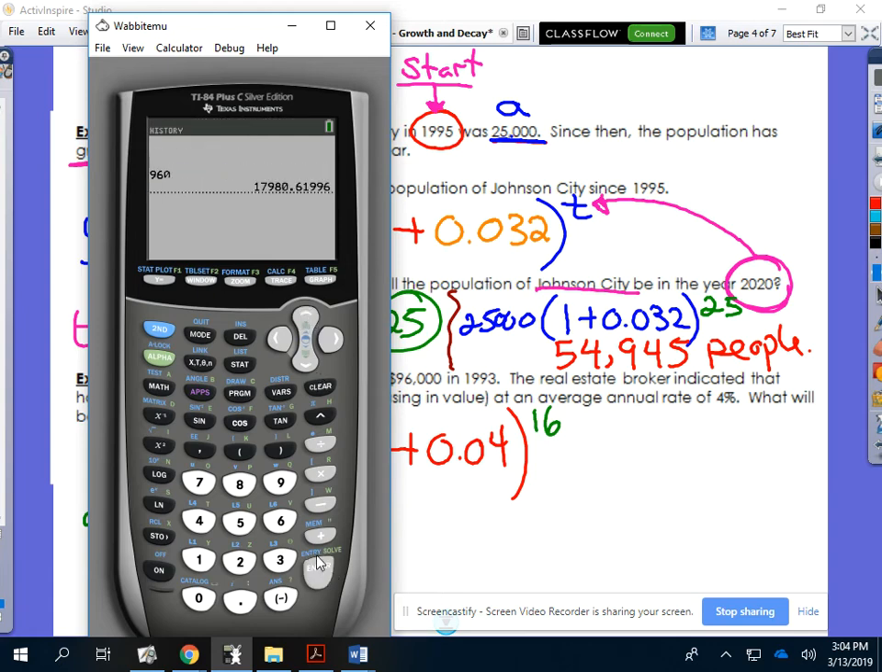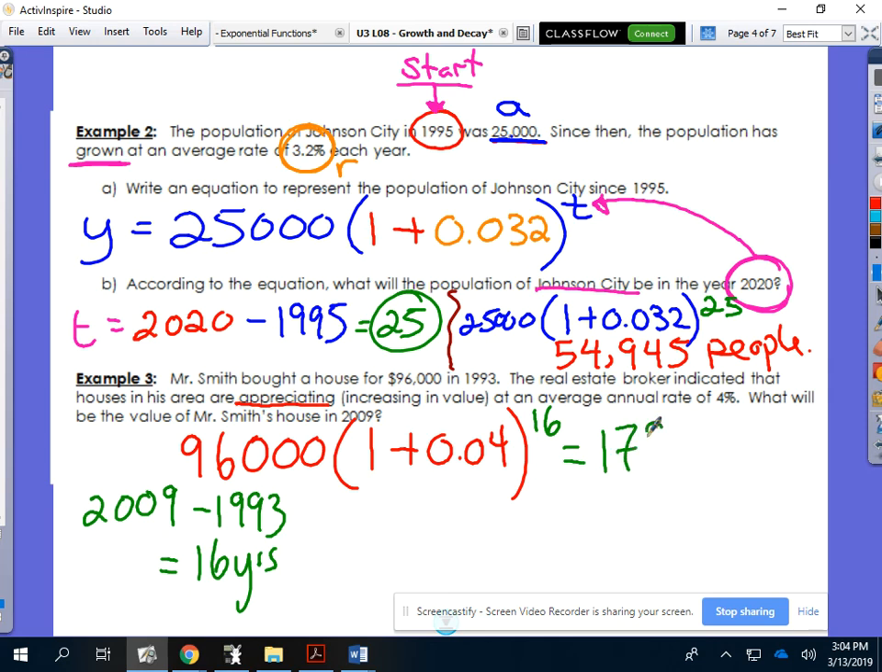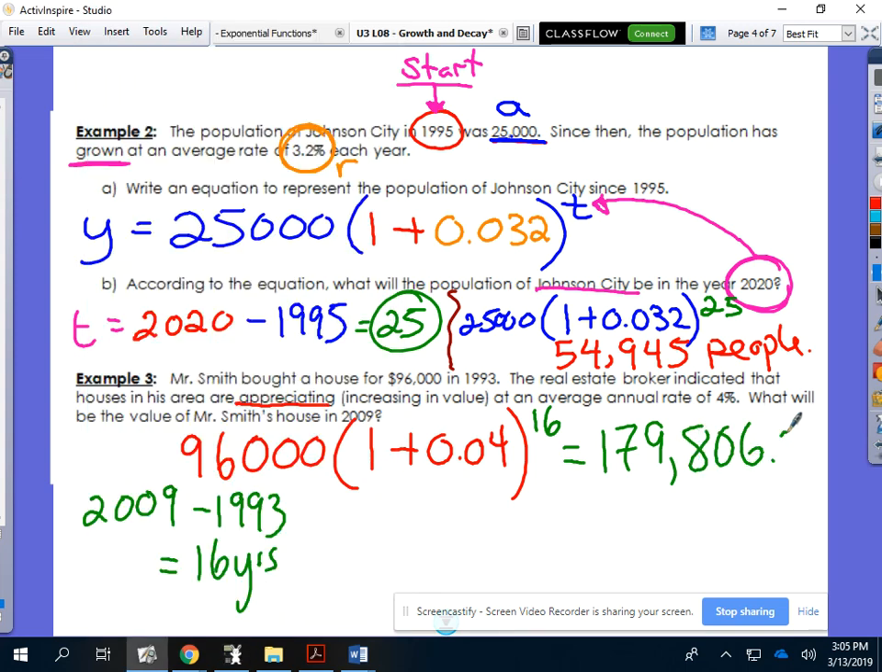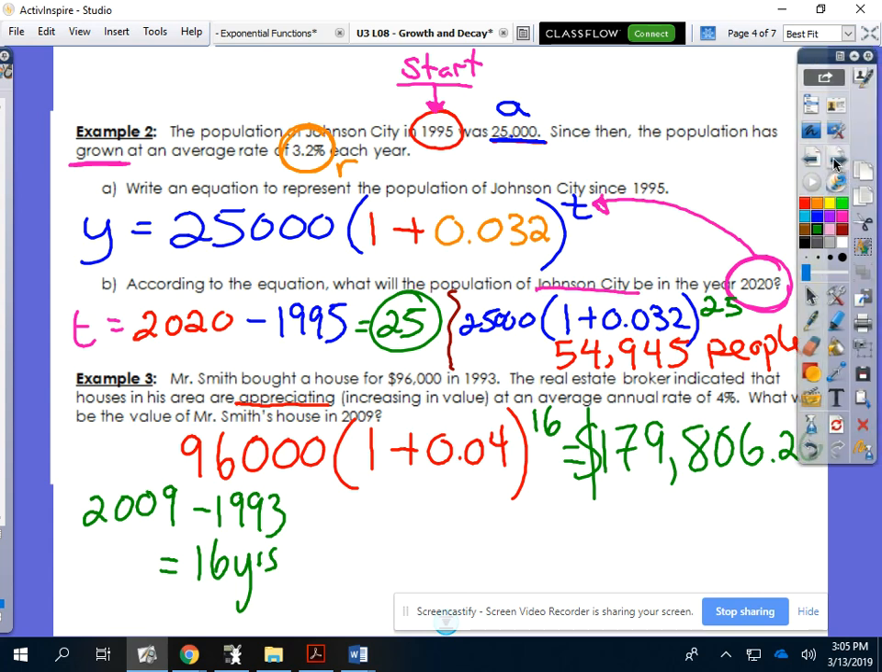So go back and try that again. Okay, go back, make sure I got my 0 in there. So put my 0 in, enter. This time, the value of my home is now $179,806.20. So notice how I can use the decimal this time because this is money and we're allowed to use decimals. All right. So those are your practice problems for exponential growth. You're now going to move on and look at exponential decay.